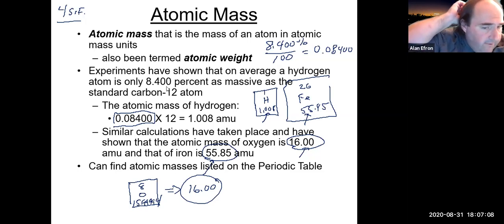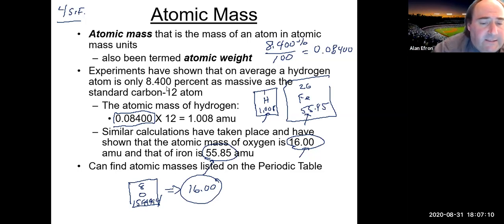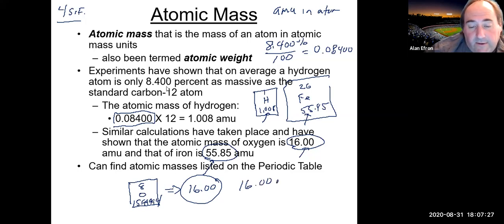It's also why something like hydrogen is typically rounded to 1.008, which is four significant figures when you pull it off there. Technically speaking, when you pull that number off, that is how much AMU there is in an atom. So basically, for oxygen, you could say there's 16.00 AMU per atom as the atomic mass that you come off of that periodic table with.